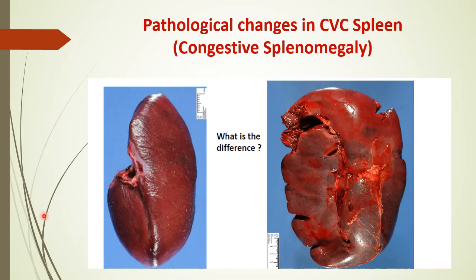And now we go to the pathological changes in the last organ as an example for chronic venous congestion, which is the spleen. I want you to notice this. What is the difference between both pictures? Both pictures are of splenic tissue. This is the gross appearance of the splenic tissue: this is the normal appearance for the spleen, and this is the characteristic feature for the gross picture of chronic congestive splenomegaly.